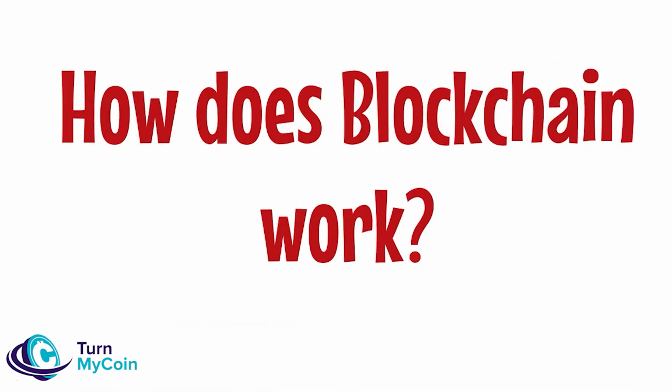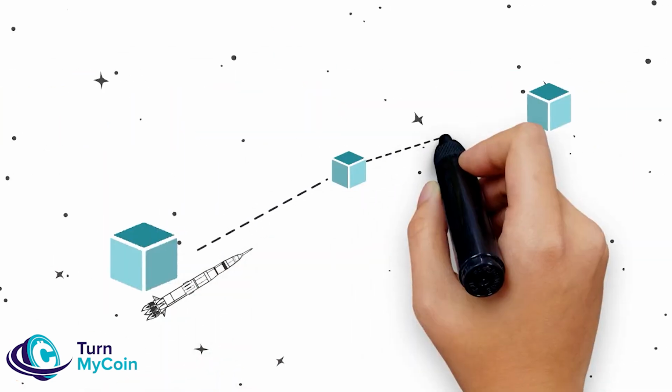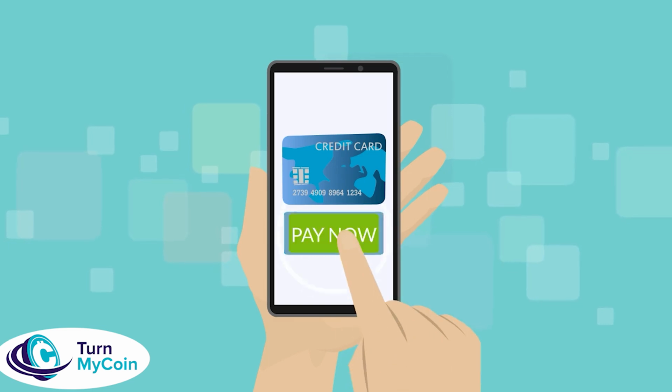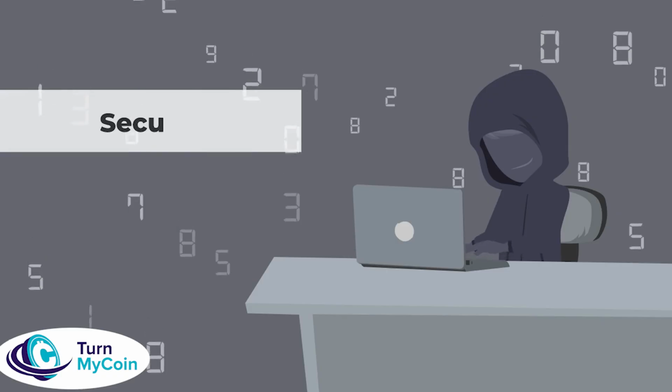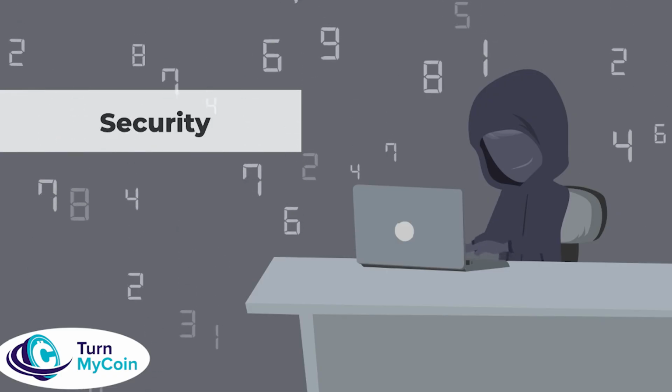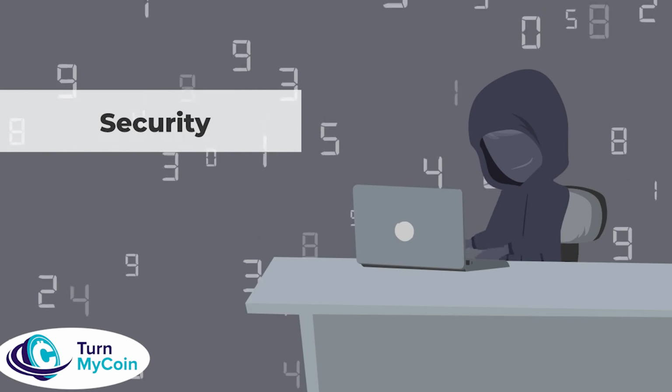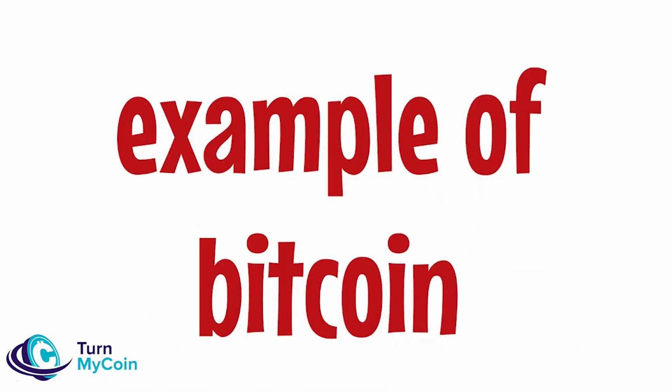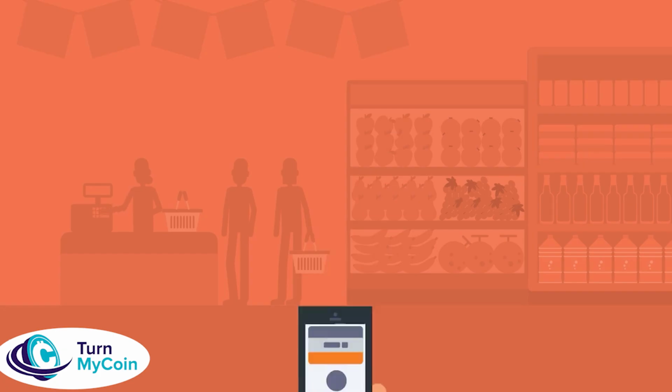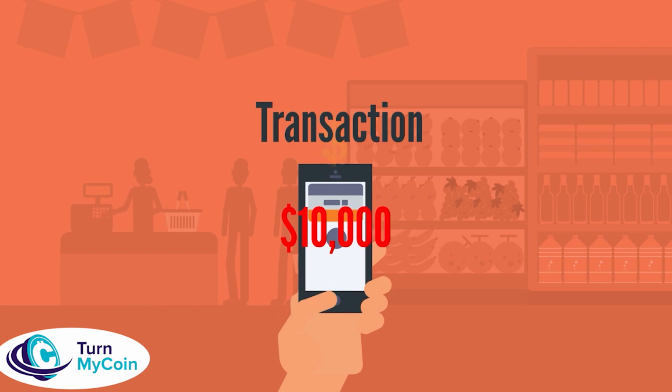8. How does blockchain work? The blockchain working process is simple. Each transaction is verified over the network and put together as a collection of blocks to keep a record of the transaction. To make this easier, let's take an example of Bitcoin, the most popular cryptocurrency. Let's assume that someone tries to make a transaction of $10,000 worth in Bitcoin.